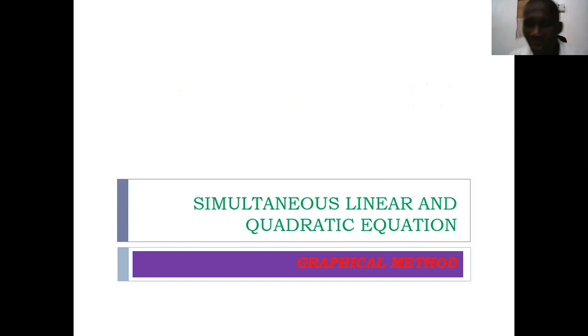All right, so the topic today is simultaneous linear equation with quadratic equation. But today we are going to use the graphical method. I'm going to make use of a graph to solve quadratic equation together with linear equation. Of course, this will give us an approximate value, which is very close to the true value we would have gotten if we used the elimination method or the substitution method.